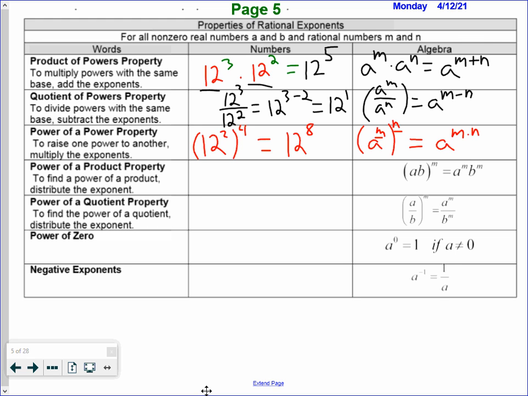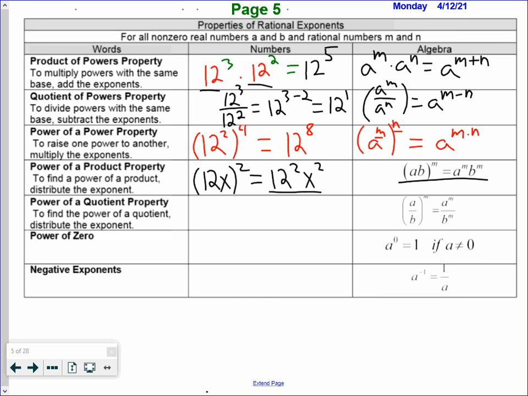Next, we have the power of a product property. To find the power of a product, all we do is distribute the exponent. So let's say we have 12x, all raised to the second power. We can rewrite this as 12 squared times x squared. And we know that's true as well, since 12x times 12x is 144x squared, which is exactly what we have here. 12 squared is 144. So if you have a product and the whole product is raised to an exponent, you can distribute that exponent out. And that's what it says here in the algebraic way. If you have a product ab raised to the m power, you distribute that m to the a and to the b.